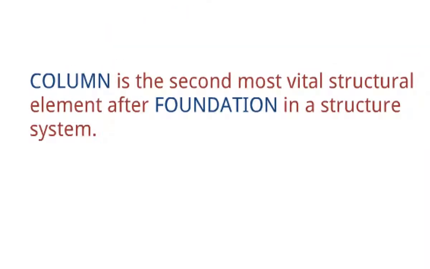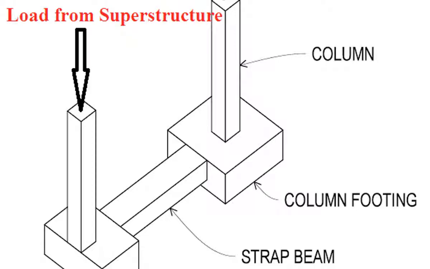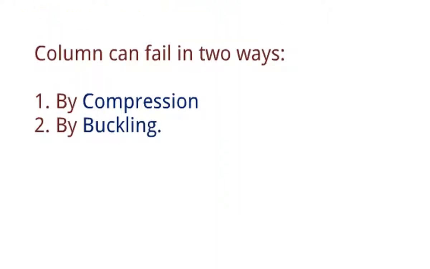A column is the second most vital structural element after the foundation in the structure system. It is a compression member that transfers the gravity load from the superstructure down to the foundation. However, a column can fail in two ways. One, it can fail due to compression, and it can also fail due to buckling.